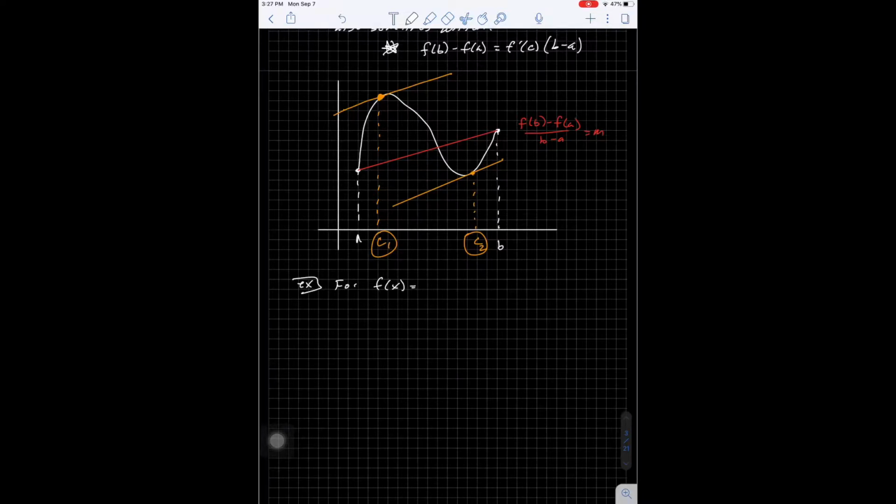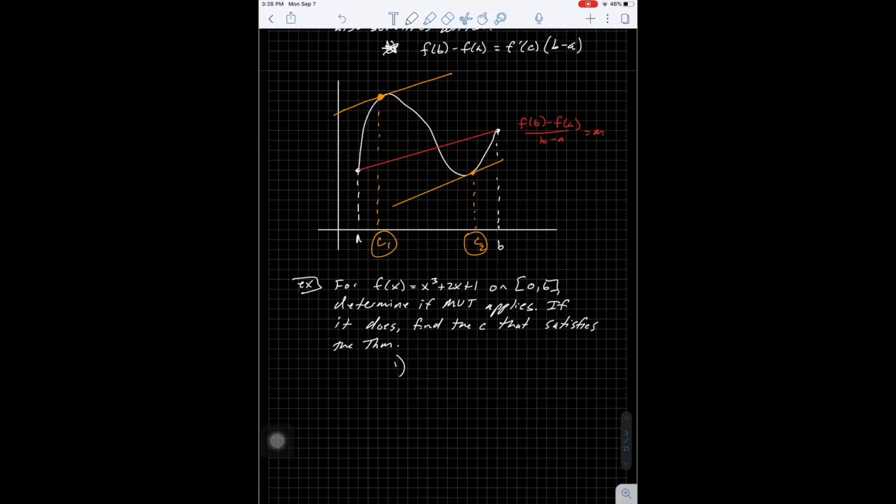For f of x equals x cubed plus 2x plus 1 on the closed interval from 0 to 6, determine if the mean value theorem applies. We use MVT for mean value theorem, and if it does, find the c value that satisfies the theorem. All right, so we'll go through this step by step.